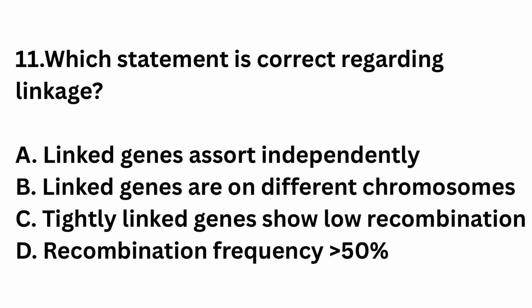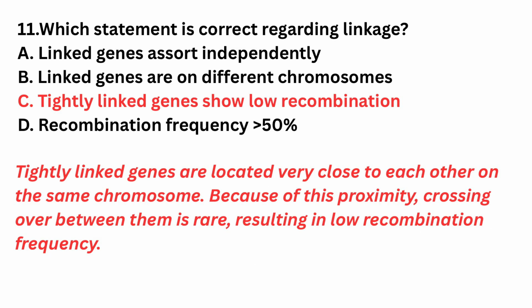Question number 11. Which statement is correct regarding linkage? Linked genes assort independently. Linked genes are on different chromosomes. Tightly linked genes show low recombination. Recombination frequency is less than 50%. The right answer is option C. Tightly linked genes show low recombination. Tightly linked genes are located very close to each other on the same chromosome. Because of this proximity, crossing over between them is rare, resulting in low recombination frequency.